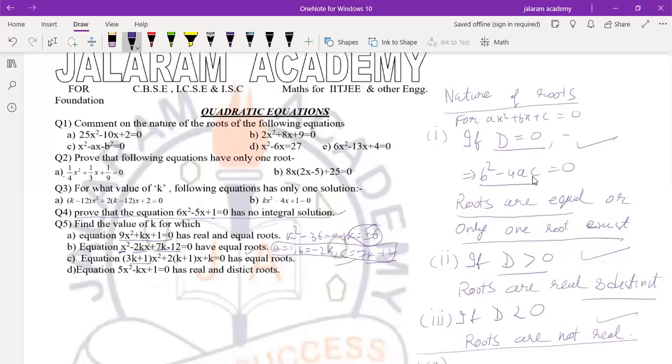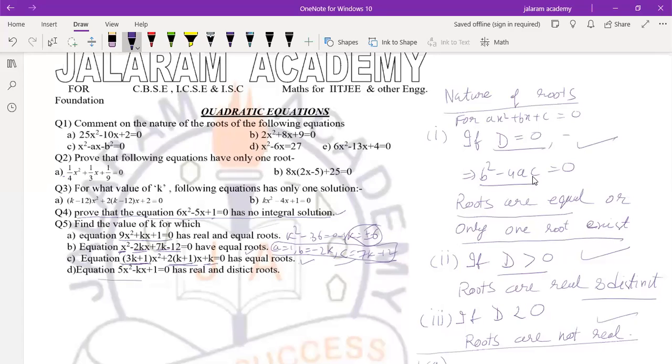Equation 3k plus 1 into x square plus 2 into k plus 1 into x plus k has equal roots. So it is also the same question. Means we have to check if discriminant is 0, then what will be the value of k, where value of a, the coefficient of x square, is 3k plus 1. Value of b, the coefficient of x, is 2 into k plus 1. Value of c, the constant term, is k. And when we use b square minus 4ac, you have to check it is equal to 0. So what will be the value of k? So we solve the equation, get the value of k.